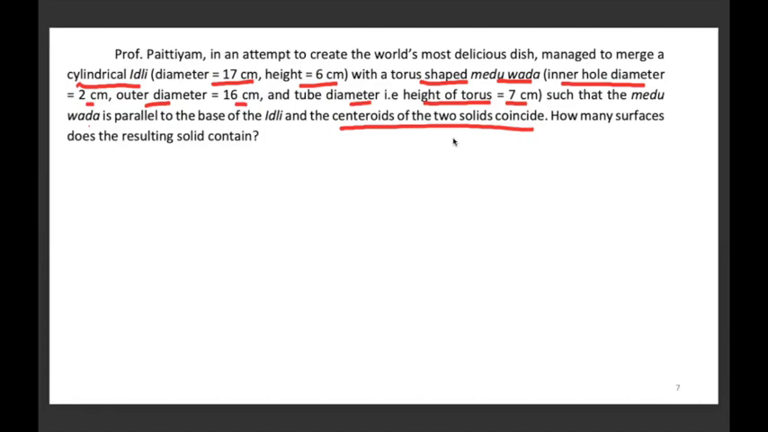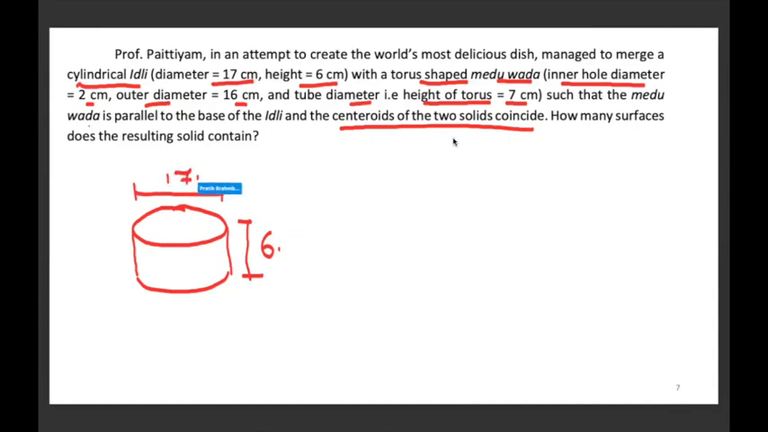We are merging two forms, cylinder and a torus. We're given the dimensions. You have to identify what will be the total number of surfaces of the resultant idli when you merge both these forms such that their bases are parallel and the centroids of the two solids coincide. So we have a cylinder. Height of the cylinder is 6. Diameter of the cylinder is 17. And then you have a torus shape form. You have an inner diameter and then of these.